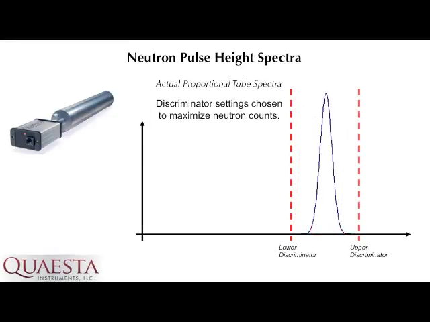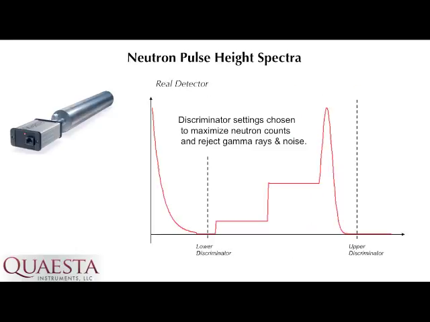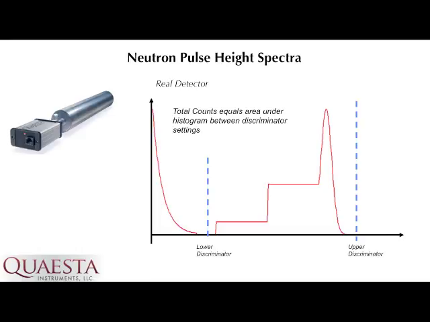In an ideal detector, the upper and lower discriminator levels should be set to bound the signal peak. In this case, all neutrons that are detected will be counted. For a real pulse height spectrum, the lower discriminator should be set in the signal spectrum valley to maximize neutron counts and reject gamma rays and noise. The total number of counts is equal to the area under the histogram between the two discriminator settings.